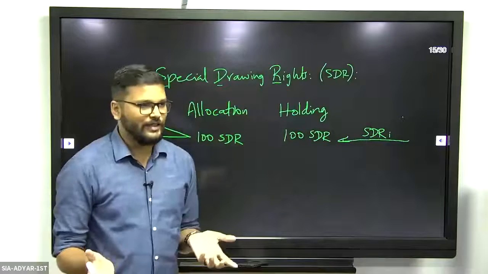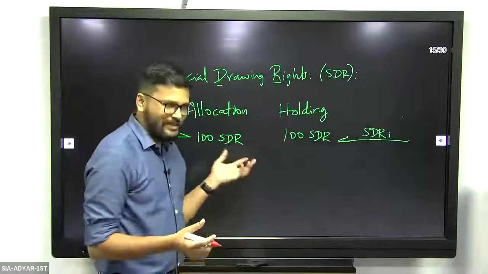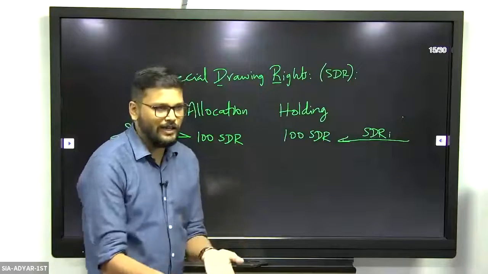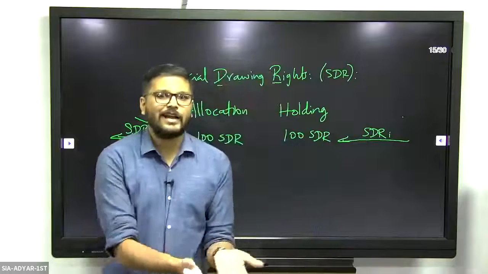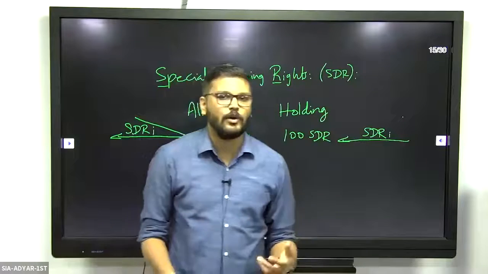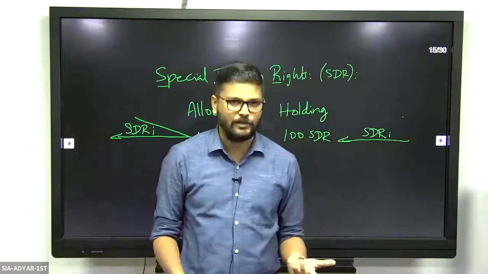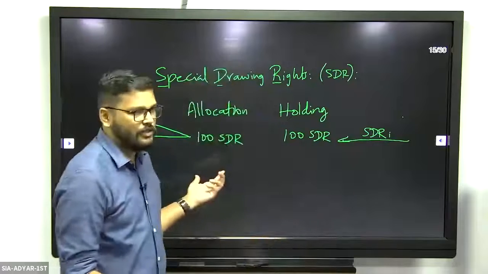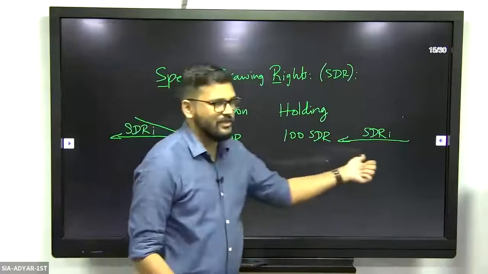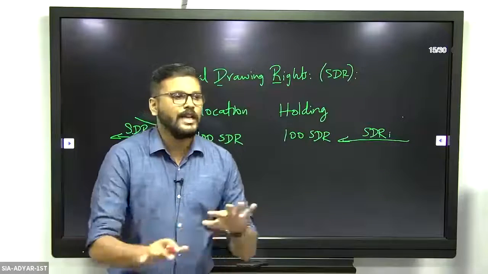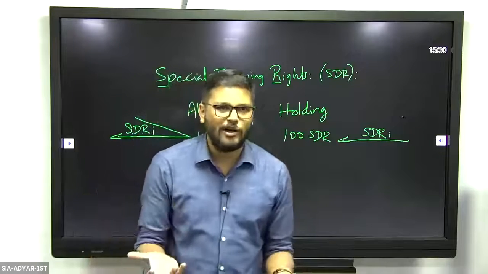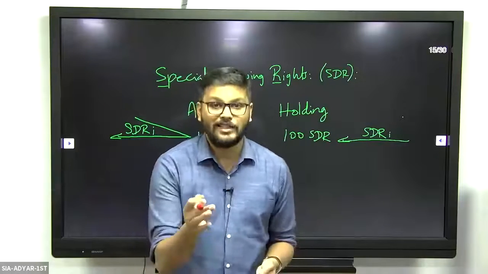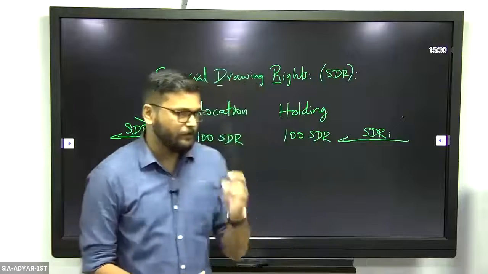Now this is where it gets interesting. It is the same 100 SDR. Whatever they have allocated to us, whatever we are holding, it's the same thing. For whatever they allocate, they are asking for an interest. For whatever we are holding, we are asking for an interest. Now that will nullify each other. This is interest paid, this is interest received. It will be the same amount. So in effect, there will be no payment. Now you will wonder why this whole concept exists if there is no actual payment. This is where the concept comes into the picture.